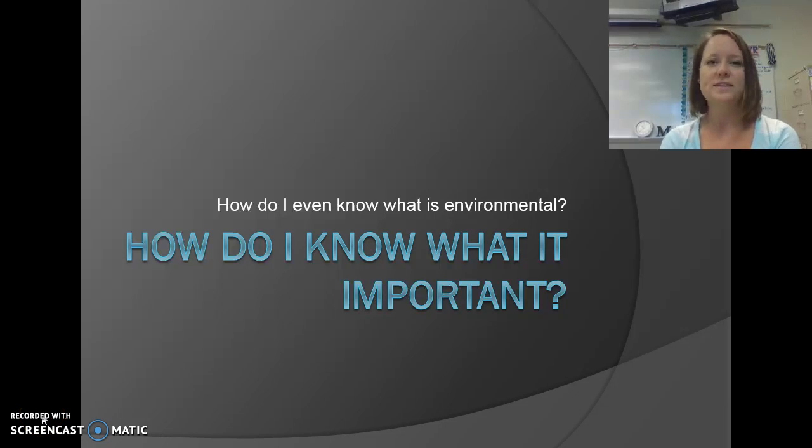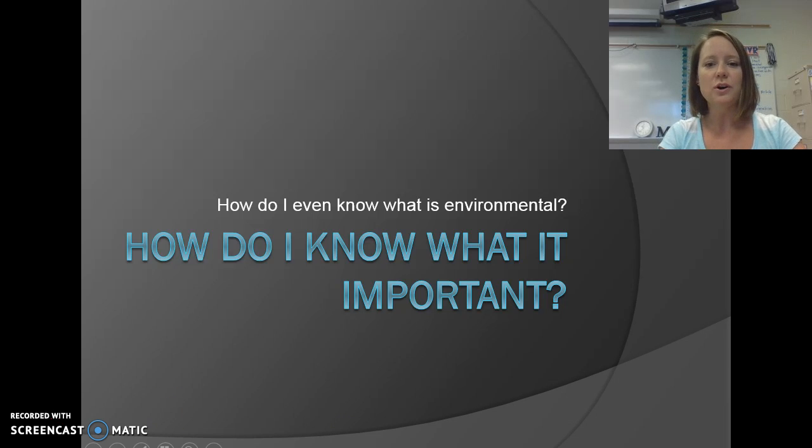One of the first things that we're going to look at this semester is what things are important to environmental science, and we're going to create an environmental timeline. So first we need to decide, how do we know what is important to our environmental history?